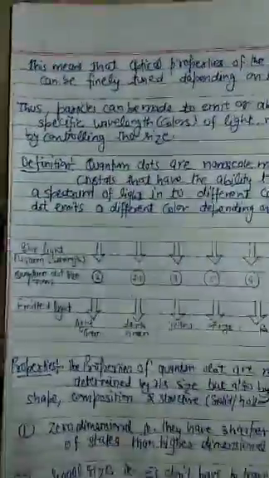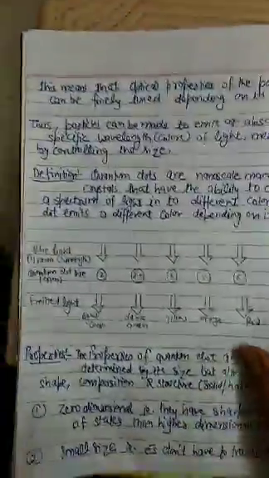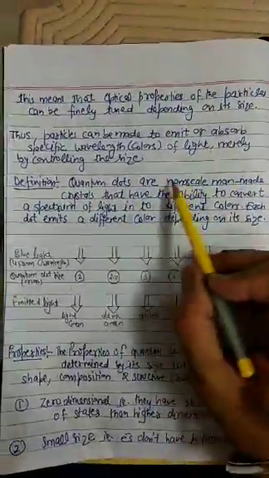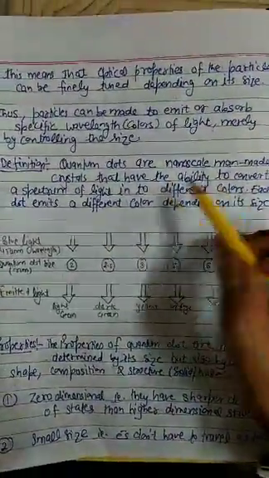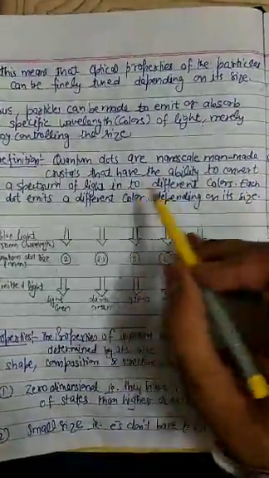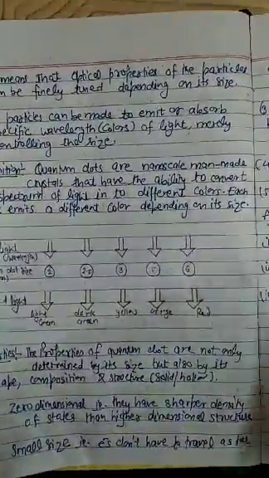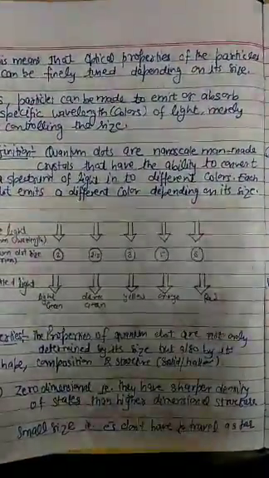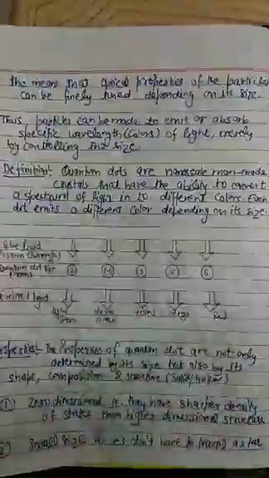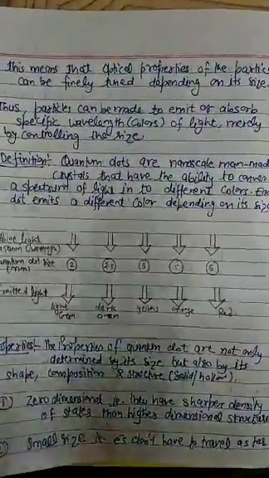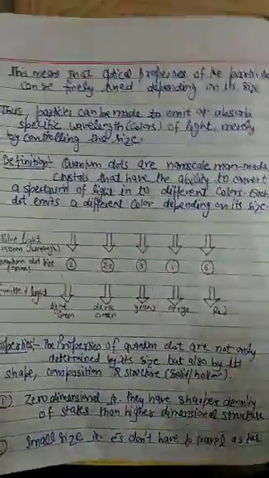So what is the overall definition of quantum dots? Quantum dots are nanoscale man-made crystals that have the ability to convert a spectrum of light into different colors. It means we are giving them energy, we are giving them light, and they are converting it into different colors.